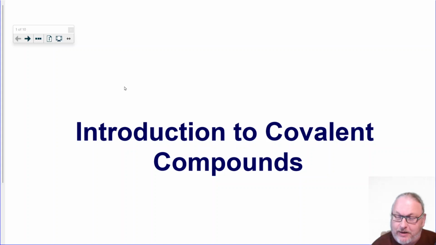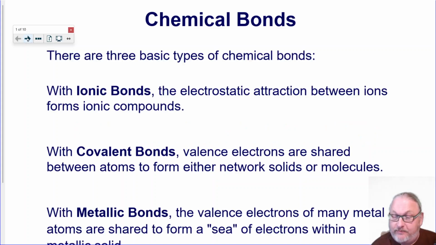We're going to talk about covalent compounds today, right? Covalent compounds. So, let's go back to our little slide where we talk about the different types of chemical bonds. There's three basic types. We've got ionic bonds, and if you recall, we just studied those in Unit 4. That's where there's an electrostatic attraction between ions. These ions will be attracted to each other because of the charges, and they're going to form ionic compounds. Now, that's a very, very, very strong bond.